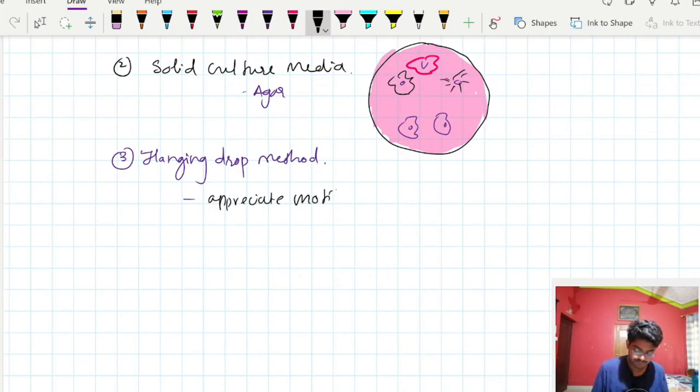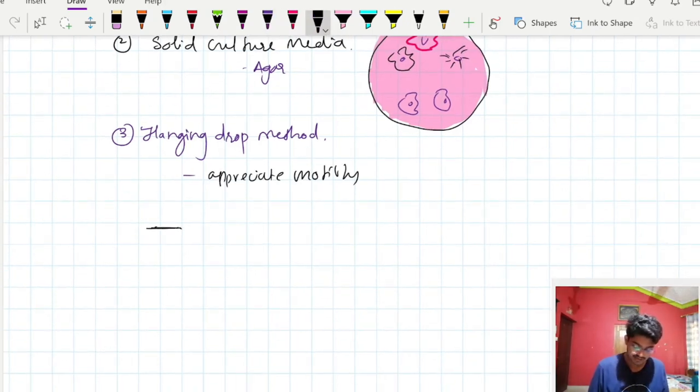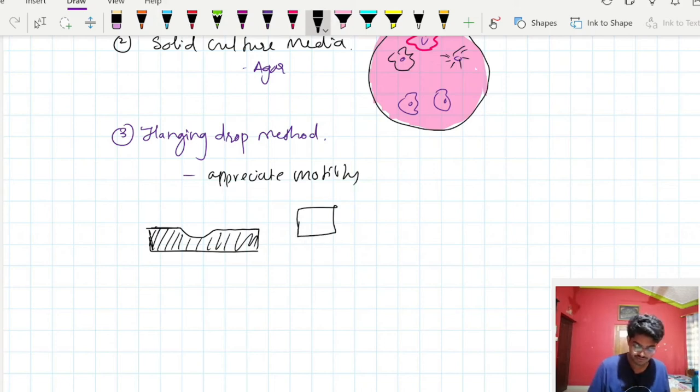So what we do here is that we take a slide. The slide will have a central depression. Okay, there will be a depth in the slide. And then there is the cover slip. So what we do is that we take a culture sample.